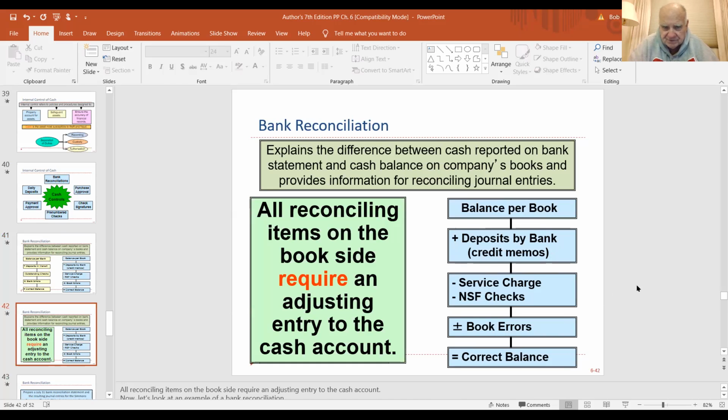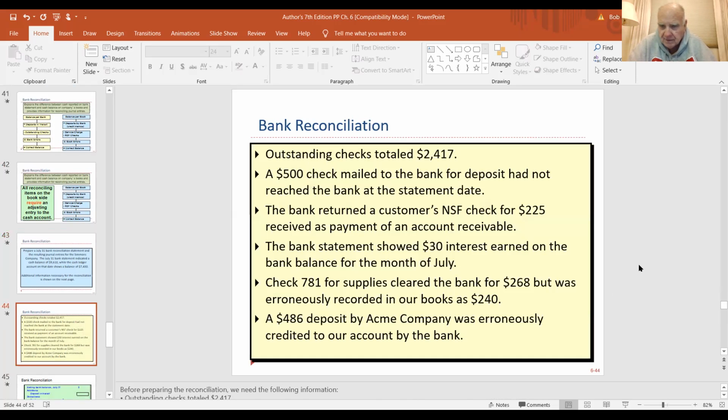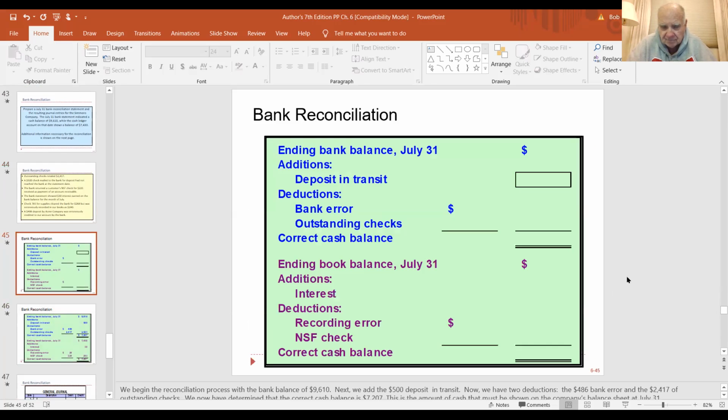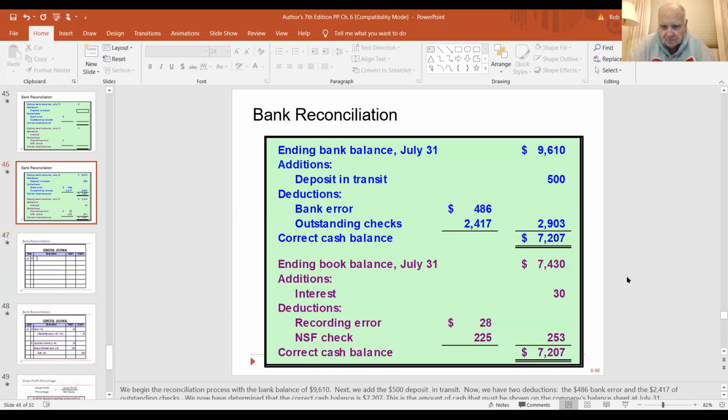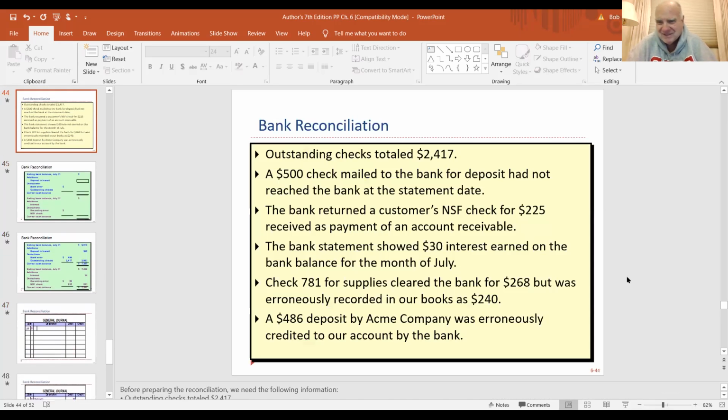So let's spend just a few minutes on this. Here, they're giving us some information. This company's bank statement has a balance of 9610, and our books are 7430. Then they're giving you some information here, and we'll get back to this in a moment. Wow, they really got ahead of us. Holy cow, they did the whole thing. I thought they were going to let us do this piece by piece, but let's take a look at it. It kind of takes the wind out of my sails.